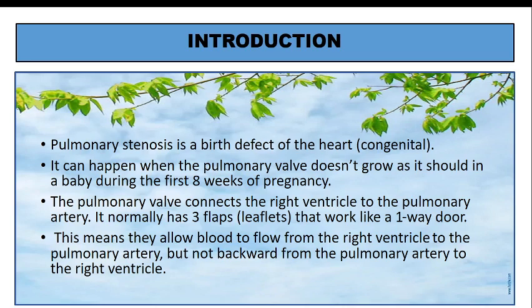Okay, so what do you learn from this slide? First is, it is a congenital defect. Okay, why does it occur? Because during the first 8 weeks of life, you have organogenesis. Different organs are formed in the first 8 weeks of life. But if during the first 8 weeks of life it does not grow properly, then this causes a defect which is called pulmonary stenosis.